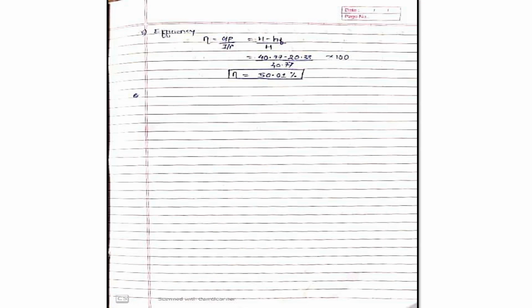So another part is efficiency. We know that efficiency is equal to output by input. Output is difference in the head H minus HF. Input is the total head, that is H. Therefore 40.77 minus 20.38 divided by 40.77 into 100. It is about 50.01 percentage. This is the problem regarding that.